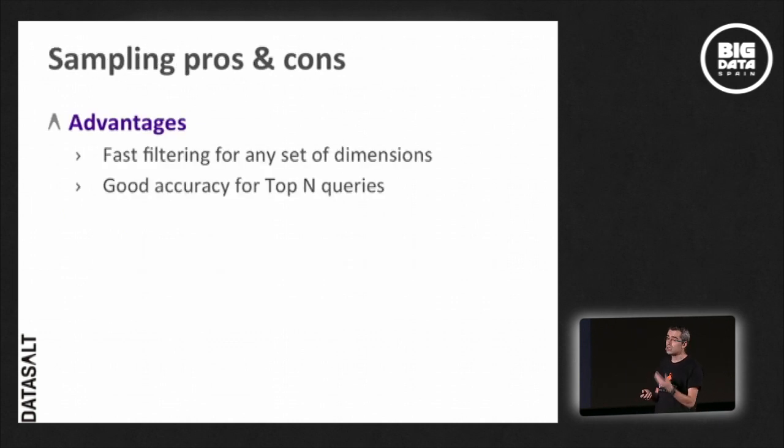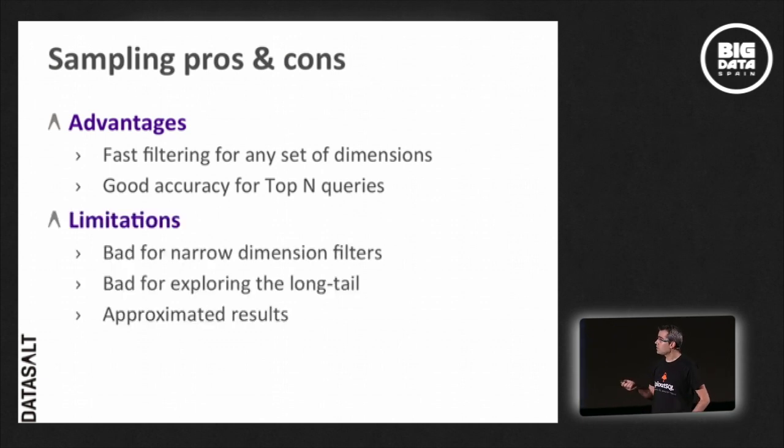About the sampling, the advantage is that it's quite fast and provides good accuracy for top-N queries. Top-N queries are those queries that return the top-N results, and obviously top-N results have a lot of frequency in the dataset, so the confidence interval is small. But the limitation is that it doesn't work very well if you narrow the dimension filter or if you are looking for things in the long tail. And also another limitation is that the results are approximated.